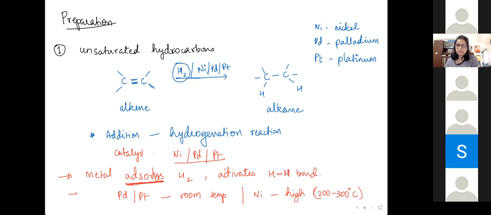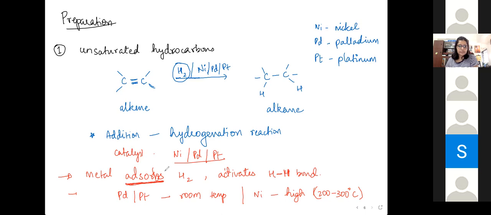Activates the H-H bond means? Activation, in general, means it makes it ready for reaction. So once you guys are done noting these points, I will show the video of what exactly is happening at a molecular level.